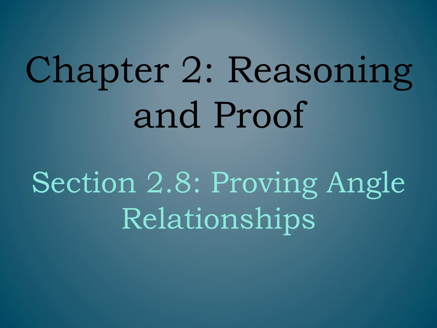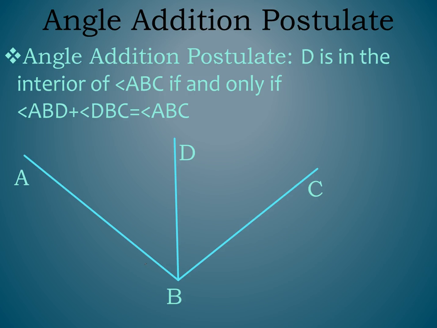Alright, so today we're going to talk about writing proofs involving angle relationships. So we have our angle addition postulate, which is very similar to our segment addition postulates. This allows us to add two smaller angles together to equate a larger angle. Saying that angle ABD, this smaller angle right here, plus angle DBC, this angle right here, have to add to be the entire angle ABC.